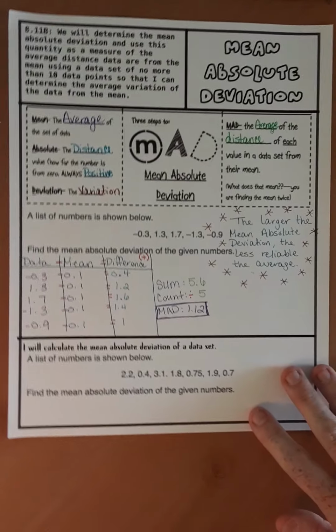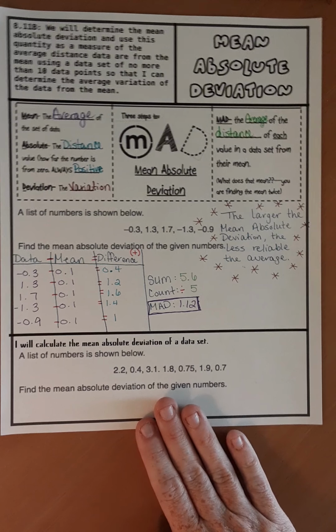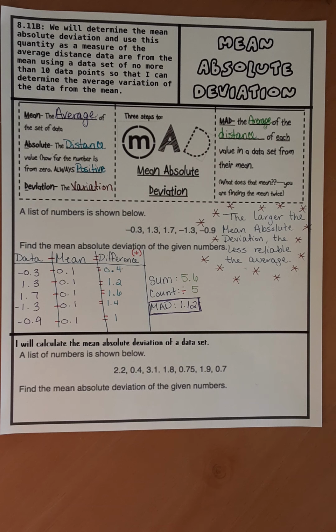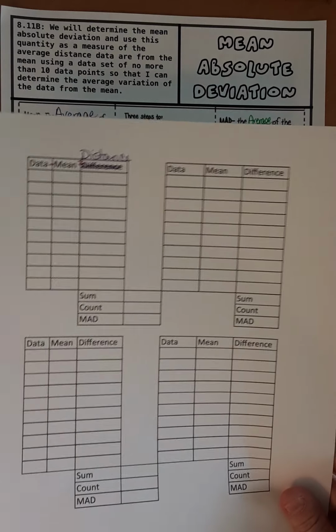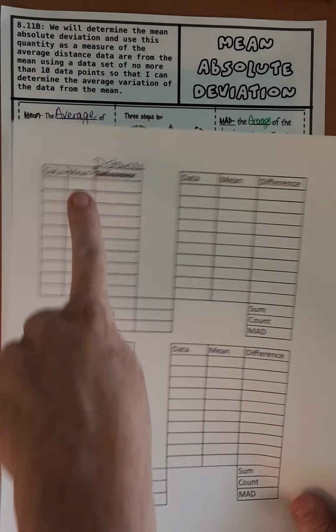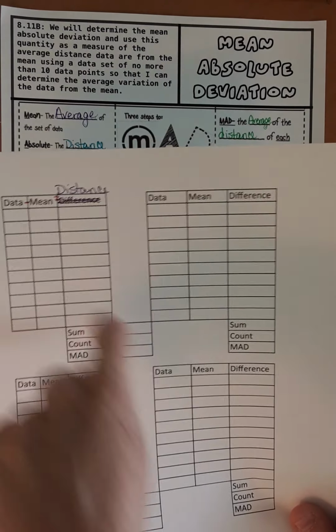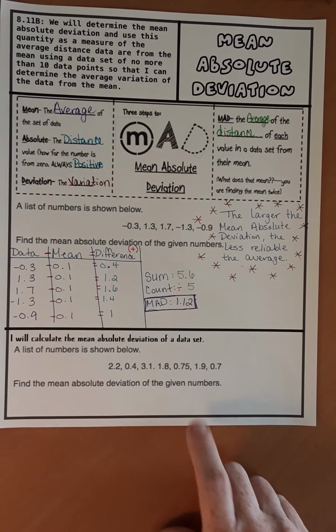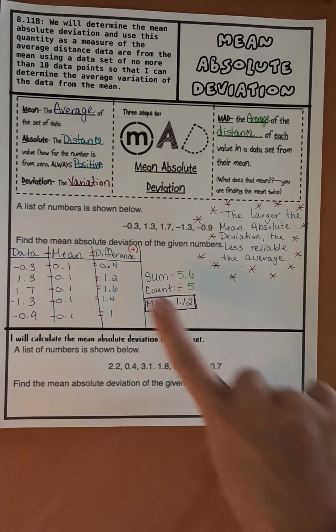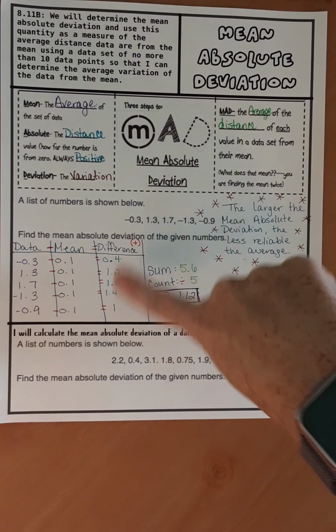So here on the bottom, you have a problem. It says, a list of numbers is shown below. Find the mean absolute deviation of the given numbers. You can create your table over here on the side, or you can pull up this document in your notebook and collect your data points here. Go ahead and work on this problem and find the mean absolute deviation, remembering to keep your third column positive.